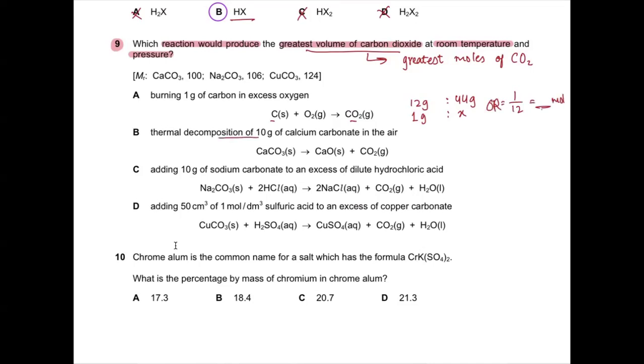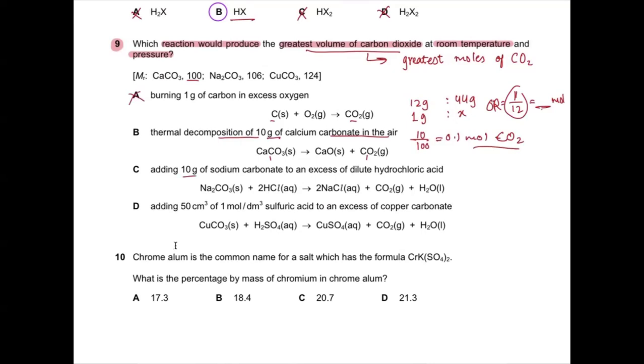Now, the thermal decomposition. So 1 over 12 is the moles of carbon dioxide we are getting in option A. In option B, 10 gram of calcium carbonate in the air. If you look, the ratio is 1:1, right? For 10 gram, the Mr is 100. So 10 over 100 is going to be 0.1 moles. So this is greater than 1 over 12, obviously. So the ratio is 1:1, so we'll get the same moles of carbon dioxide. So obviously this one is going to produce greater volume than option A. So option A goes wrong.